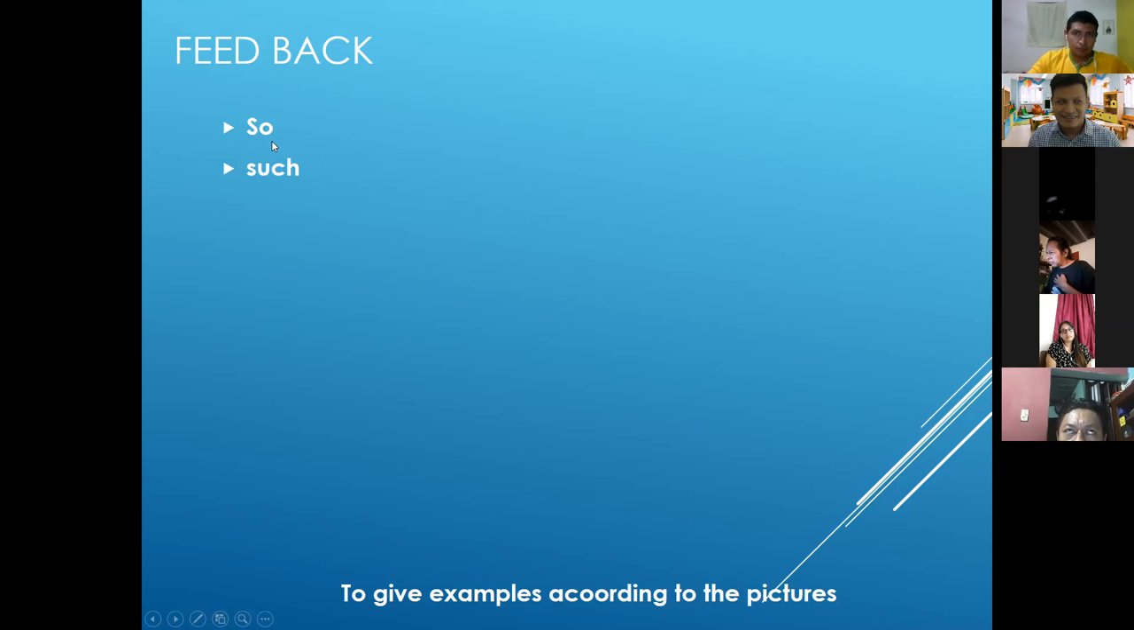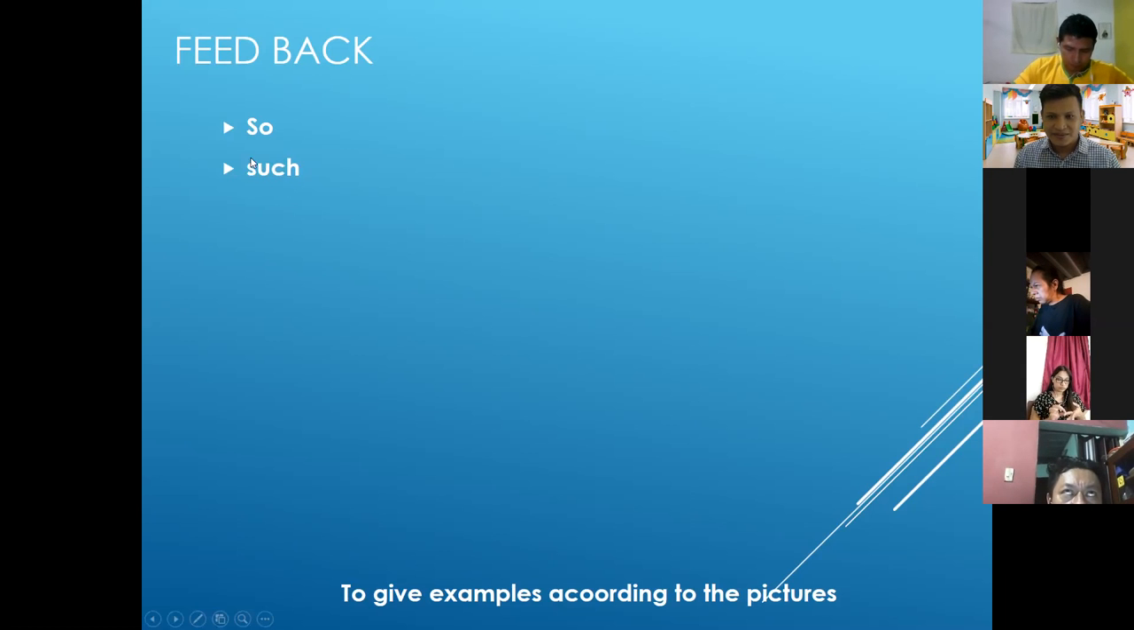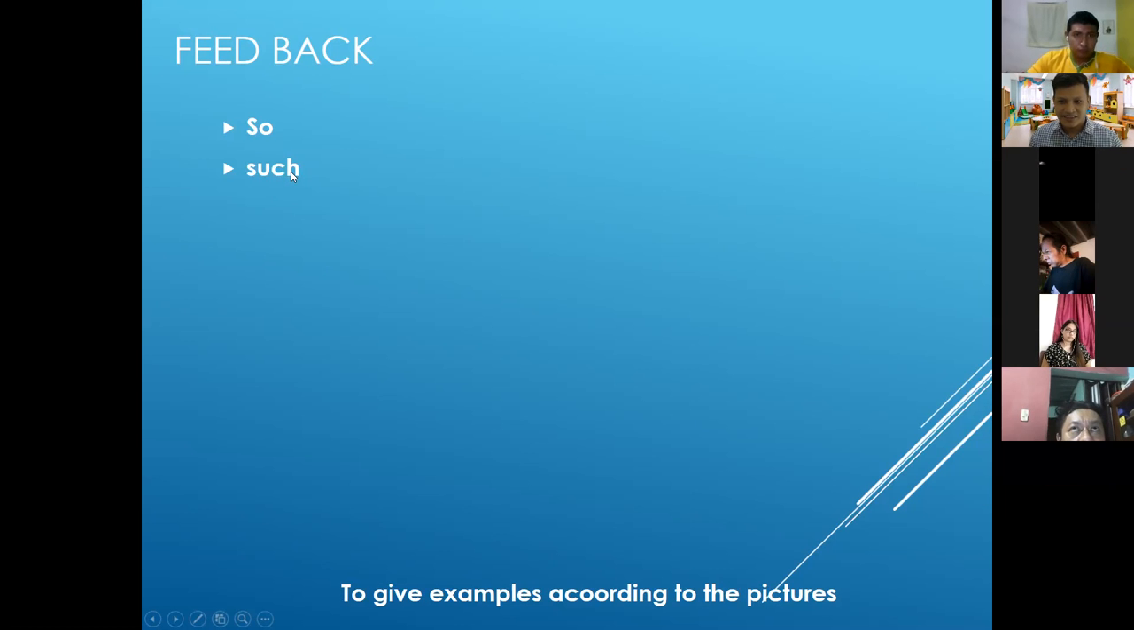Before an adjective. Thank you, Miguel. And what about such? Before an article and a noun, or an adjective, right? Yeah, really good. The difference between both: basically, so we can use with an adjective. In such, we're going to use it with an article, adjective, nouns, verbs, and so on, right? That's good. Here we go.